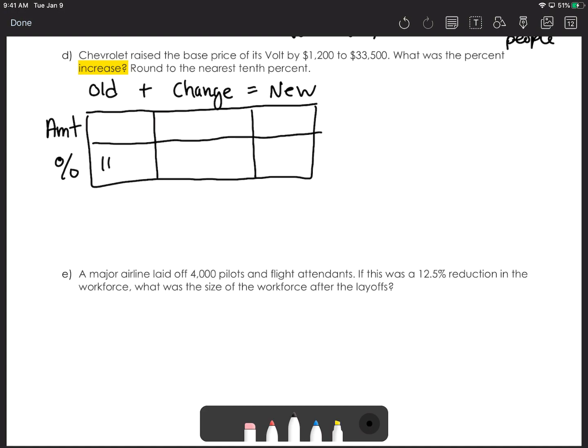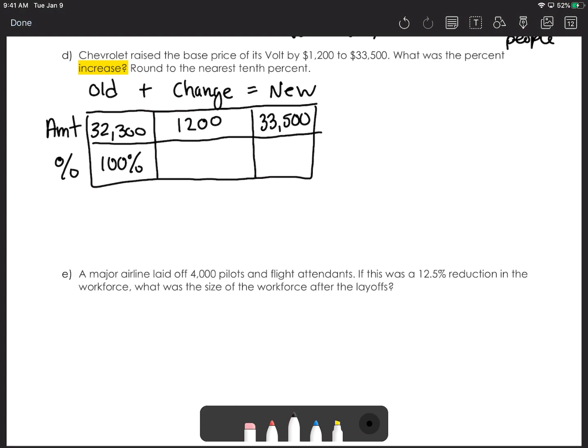Okay, the old value is always 100%. Now it says the amount that it changed was it went up $1,200, so I'm going to put that here. And it changed to $33,500. We can easily figure out what the old value was by working backwards. If the old value plus 1,200 gives me the new value, which is 33,500, I know my old value has to be 32,300, just by finding the difference.